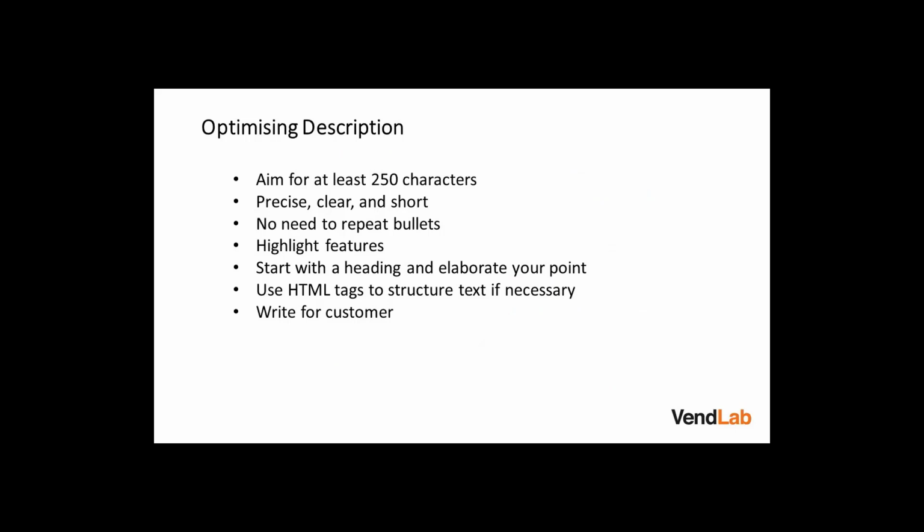The listing description is another opportunity to give a customer more information about a product. If they've got to the listing description, it's quite far down the page, and so they're probably very interested in this product. So it's important to have a well-written, concise and clear description. You should aim for at least 250 characters, but don't make it too long. There is no need to repeat the information that's in the bullets, but there's no harm in doing that if it makes sense. You should highlight additional features of the product. You can also use HTML tags to add structure to the text if you want to break it up.